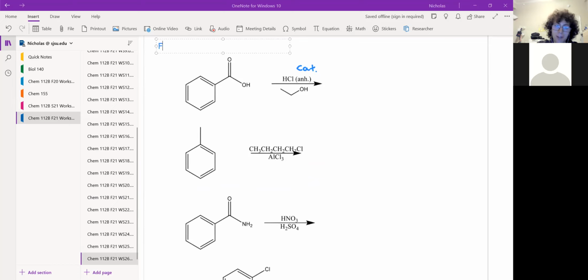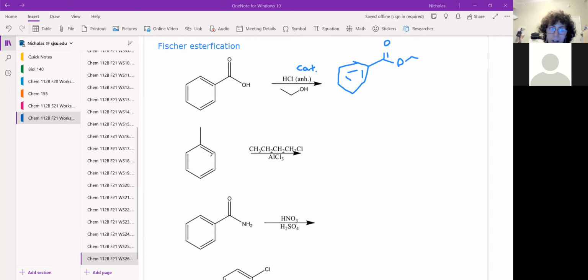And what kind of ester is it going to be? Methyl, ethyl, propyl, phenyl, isopropyl. What kind of ester? Yep, ethyl benzoate. That's how it would be named, because we added ethanol, an ethyl alcohol, so you should form an ethyl ester. Okay.